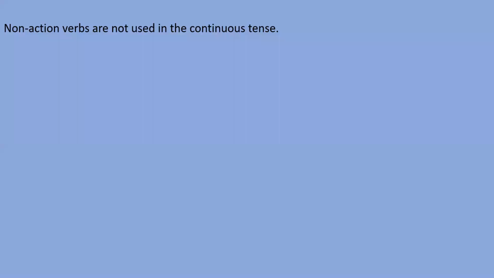Now, non-action verbs are not used in the continuous tense. This point is very important, dear students. You should understand it very carefully. I want to make you understand that in the English language, some verbs are called non-action verbs. For non-action verbs, we should not use any continuous tense, not just present continuous tense. Any continuous tense we should not use with non-action verbs, like hear, see, smell, taste, want, hate, doubt, think, etc. These are called the non-action verbs.